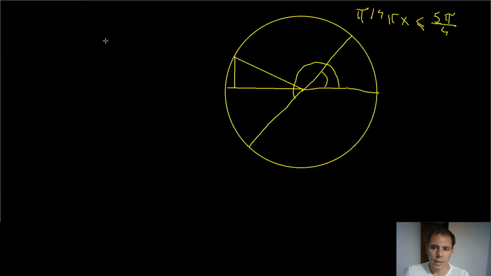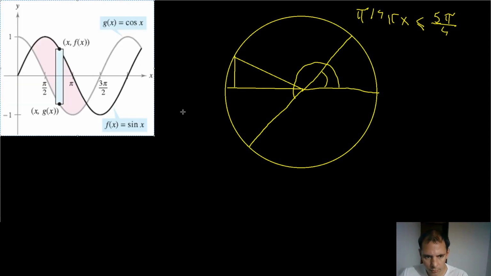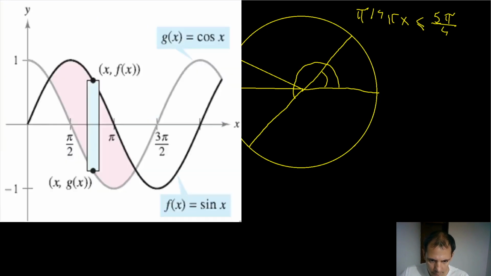And now I'm going to show you the graph of what I'm talking about. There. You see, the sine is the black one, the cosine is the gray. You can see that from pi divided by 4, which is this point, to 5 pi divided by 4, which is this point, the sine is on top and the cosine is at the bottom. So we do sine of x minus cosine of x.